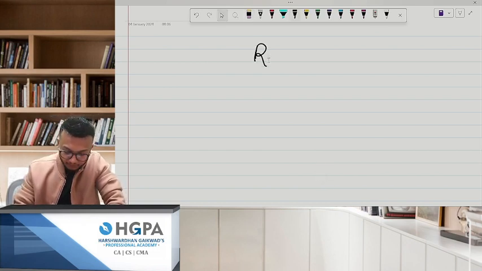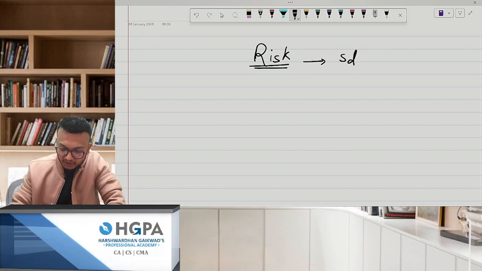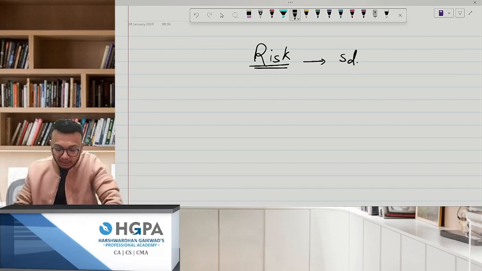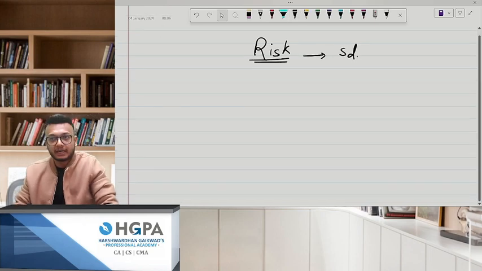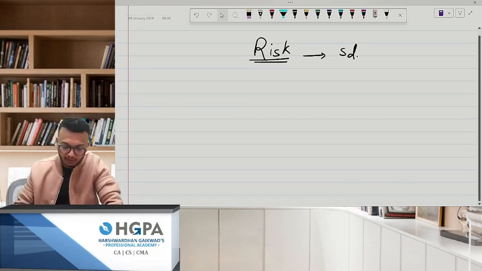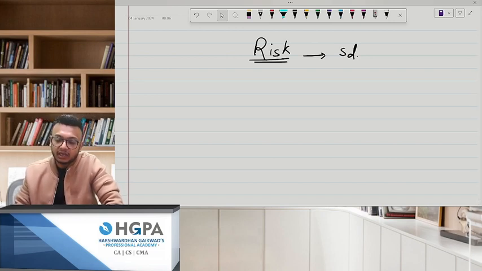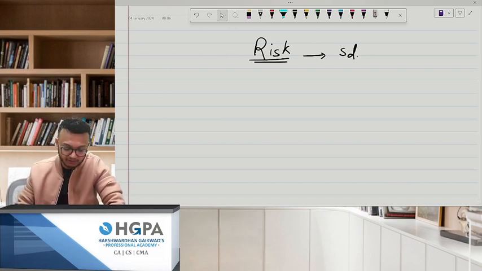Whenever this word is coming, what is the one thing which strikes to your head? And that is standard deviation. But today we are going to go deep into this now. There are two types of risk in your portfolio management. How many types of risk? Two. And these questions, whatever we do today, there are going to be tons of questions in the examination. You will understand why.